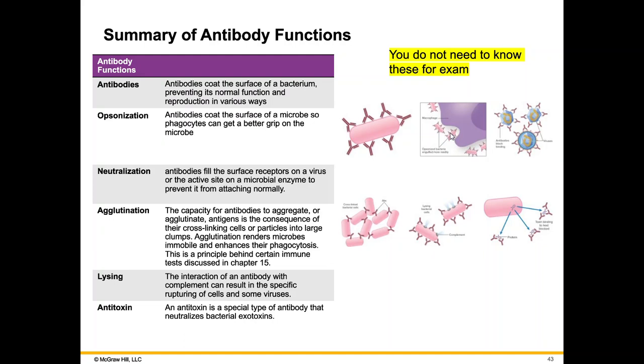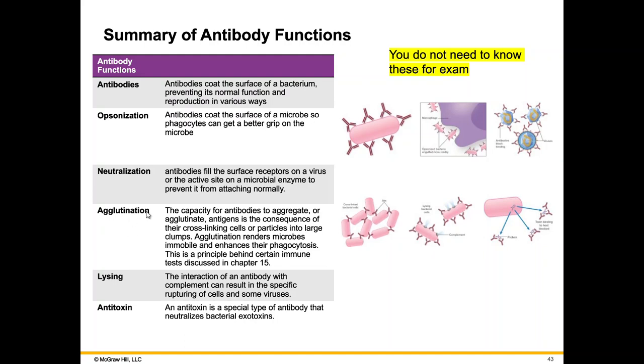Neutralization is where a collection of antibodies will fill the surface receptors on a virus, or any kind of active site on a microbial enzyme, to prevent it from attaching normally. So if we look at, for the sake of viruses, the way that they normally would infect a human is to bind to a receptor on a human cell and get inside of it. But if these antibodies have now bound to all the receptors that are on that virus, it cannot bind to the human cell receptors and therefore can't get inside of the human cell. So we have neutralized the virus.